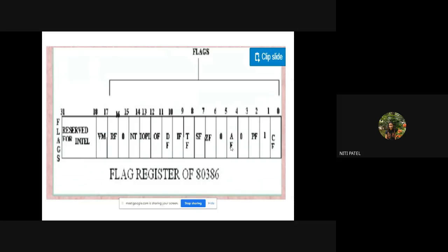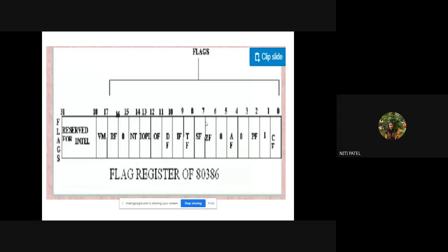Again, D5 does not have any function, so it is set to 0. D6 is called ZF. What is that ZF? It is the zero flag. That means if your result is 0, this bit will be set to 1. If your result is non-zero, it will be set to 0.